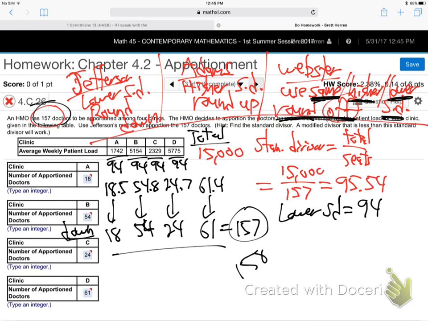Jefferson will be below that. So don't go to 96 if you're doing Jefferson. You've got a ceiling already, right? Is that good? You see that? If this was Adams, I would be rounding all those numbers up: 19, 55, 25, 62. I would round them all up if it was Adams, right? Adams is round up. And I would have picked a higher divisor to begin with. I wouldn't have done 94. I would have done something like 96 or 97 to begin with.